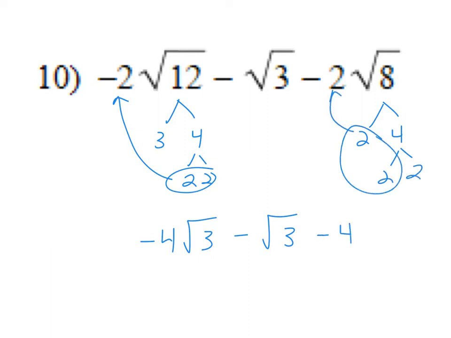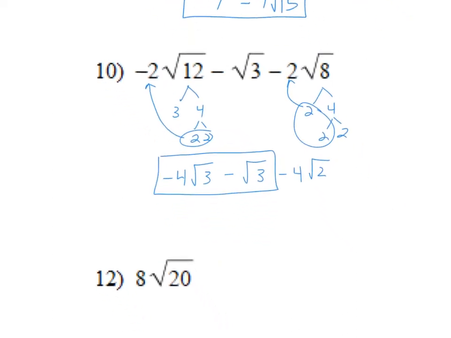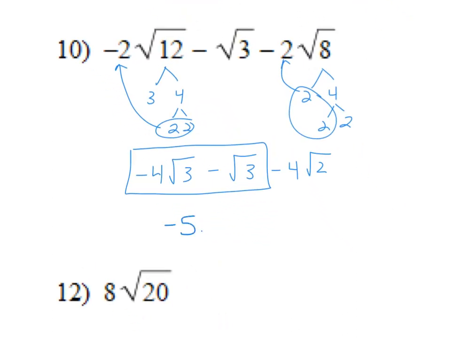So 2's pair up and move out. So I have a -4. And then I have a root 2 left over. So now I'm going to go ahead and combine like square roots. So I'm going to end up with -5 root 3 minus 4 root 2 for a final answer here.